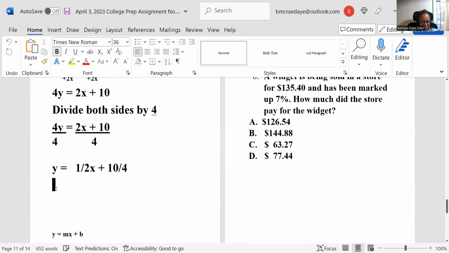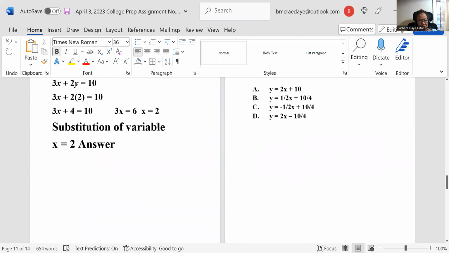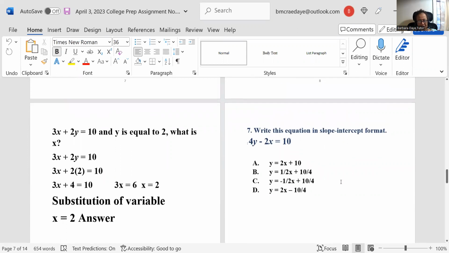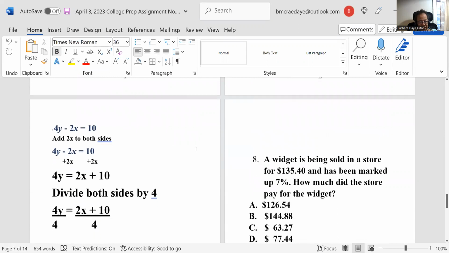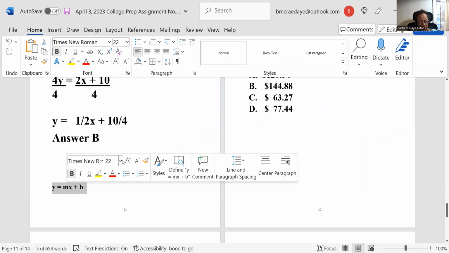So, questions? Yes, Mercedes. Because you're working for the slope, that's the reason why you wouldn't touch the 10. That's what I don't understand. What do you mean touch the 10? Well, remember we said, let's go back up here together. Write this equation in slope intercept format. Slope intercept format is, and I gave it to you right here, y equal mx plus b.